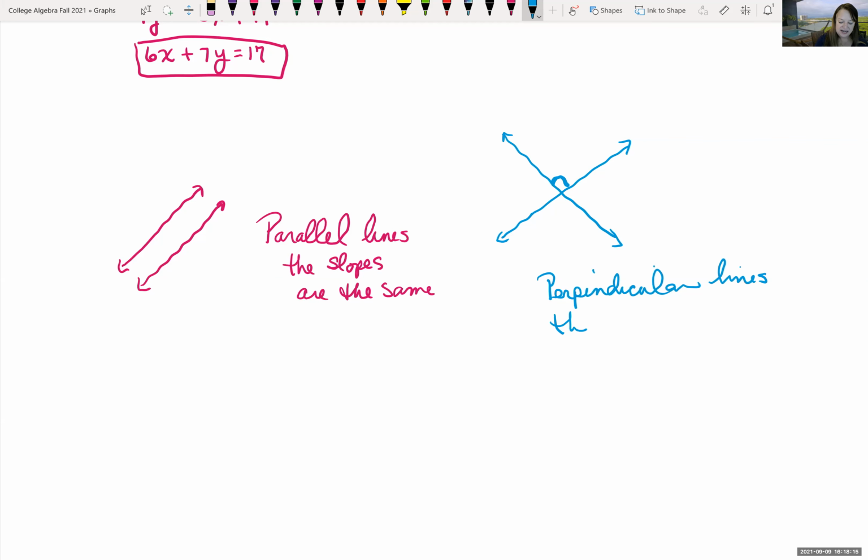the slopes are negative reciprocals of one another. The slopes are negative, or opposite sign, reciprocals of one another.